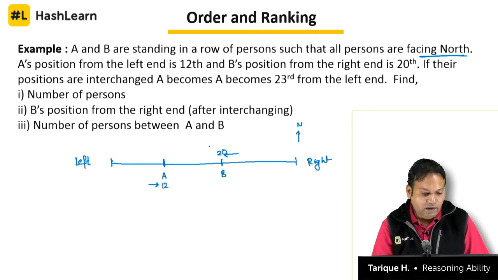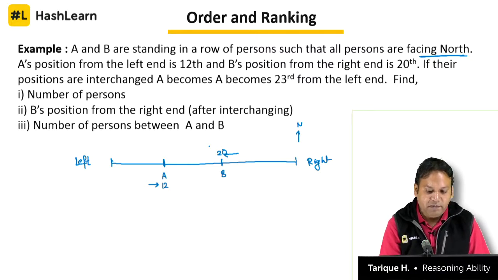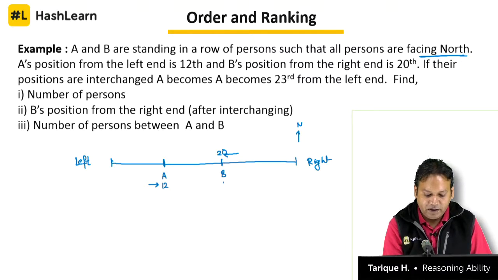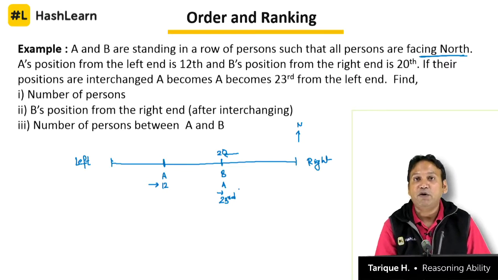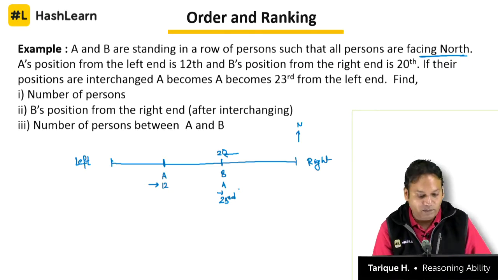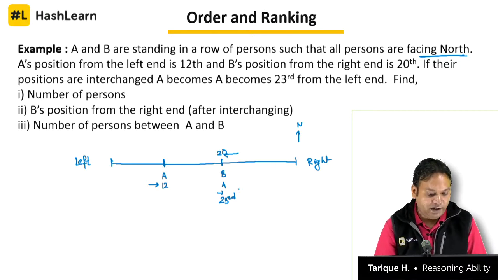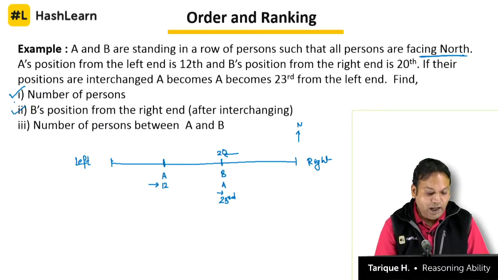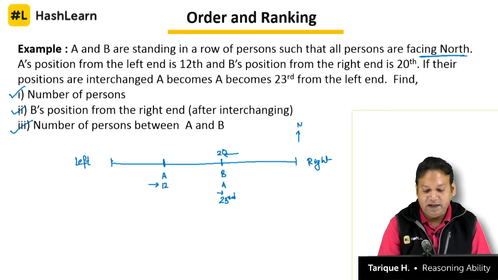Clear? If the positions are interchanged, A becomes 23rd from the left end. Where will you put A? You will put A where B was standing. Now, based on this, we have to find the number of persons in the row, B's position from the right end after interchanging, and number of persons between A and B.